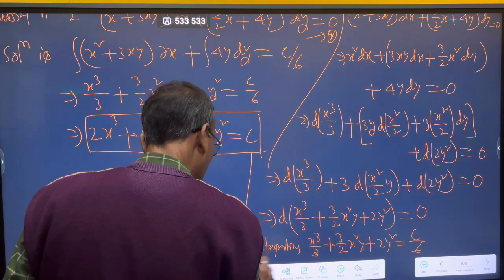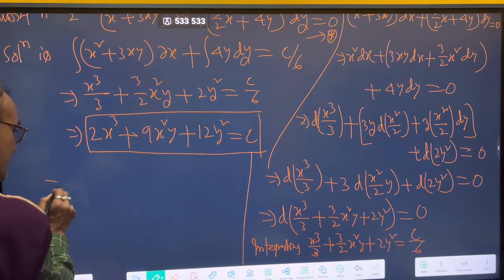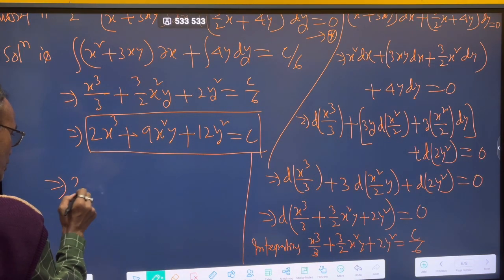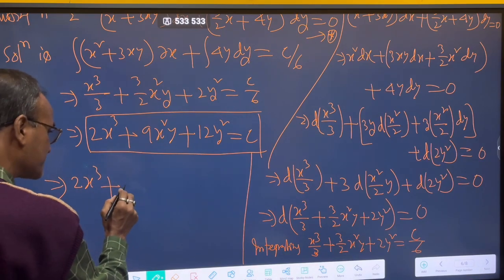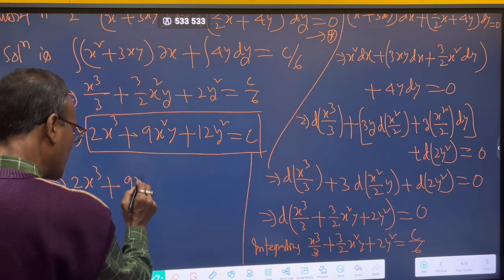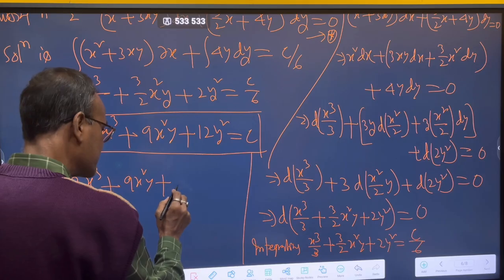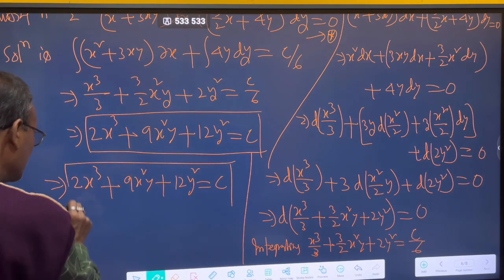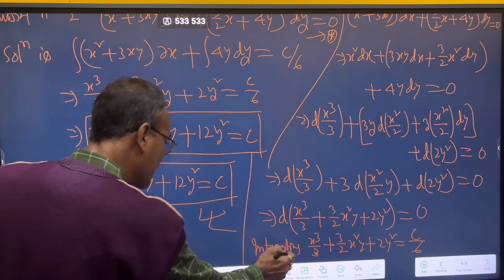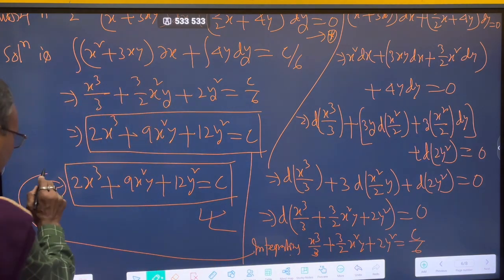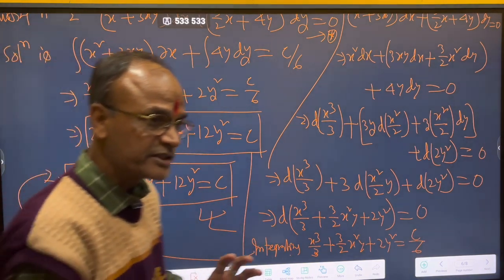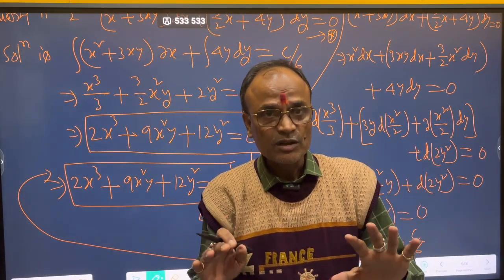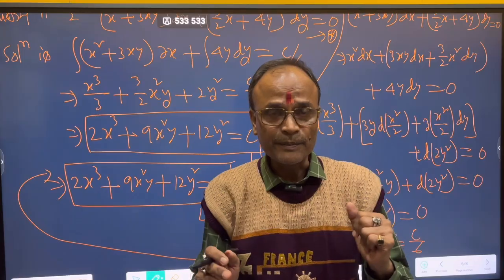Now, multiply by 6: twice x cube plus 9x square y plus 12y square equal to c. This is the solution of the differential equation. Therefore, 17a has been done by 3 different methods.